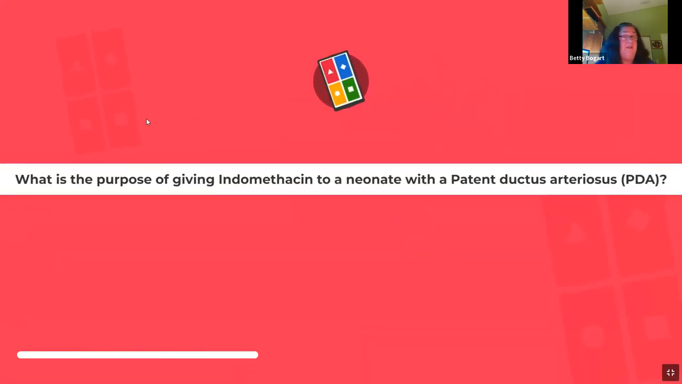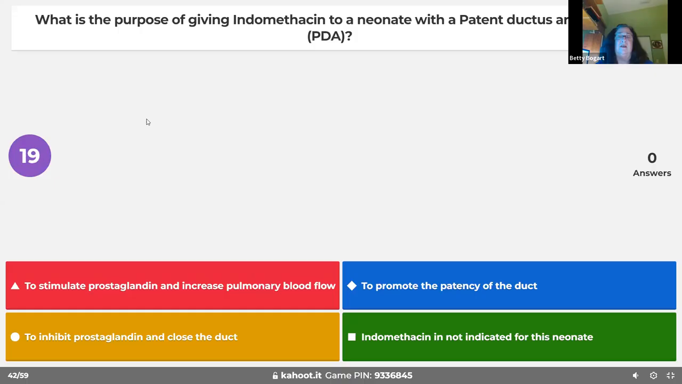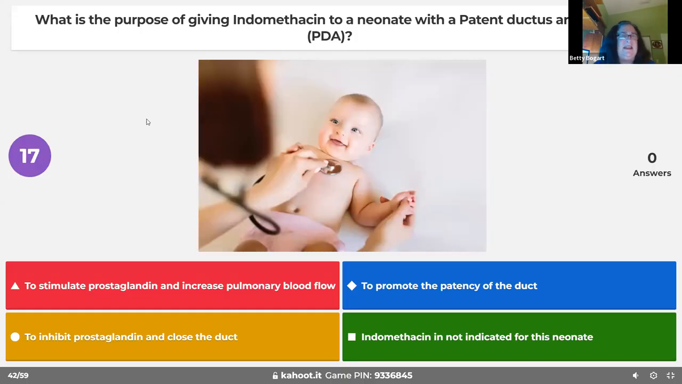What is the purpose of giving indomethacin to a neonate with a patent ductus arteriosus? What does indomethacin do to that PDA? Remember, there's prostaglandins and there's indomethacin. What's the difference?